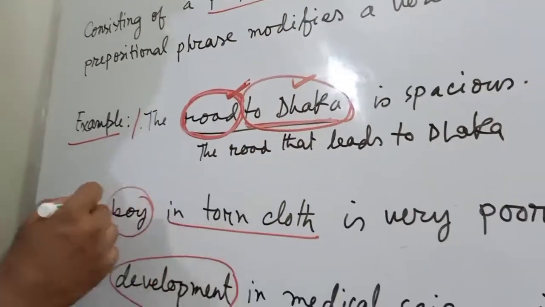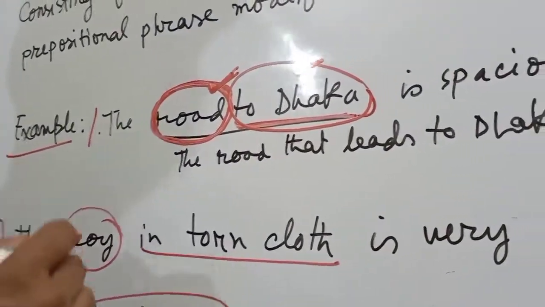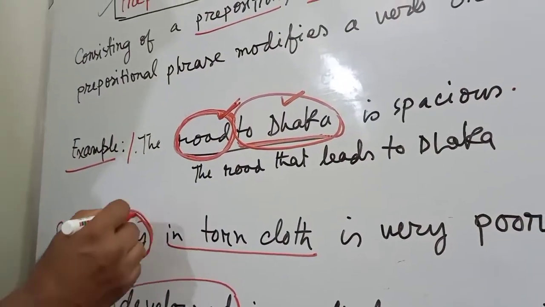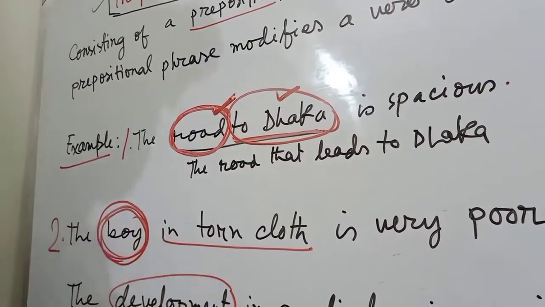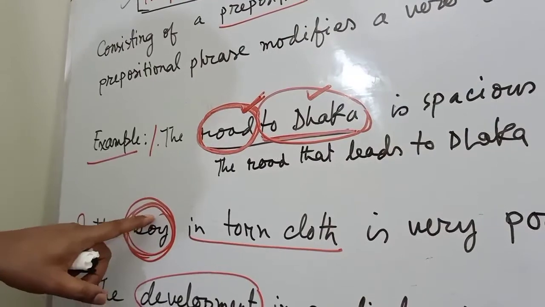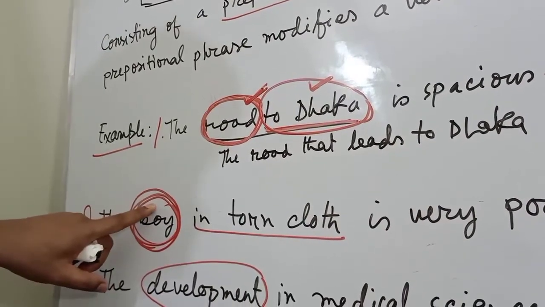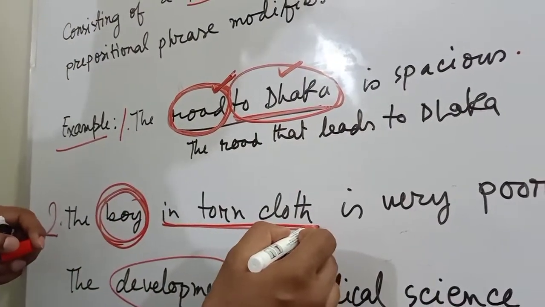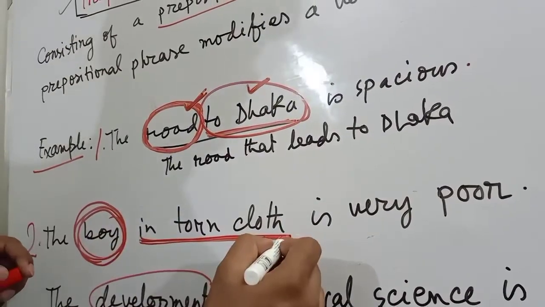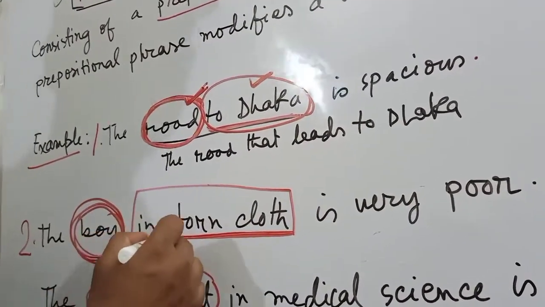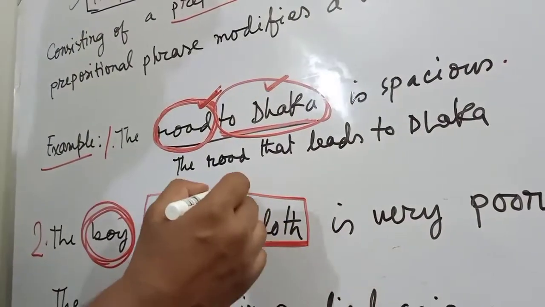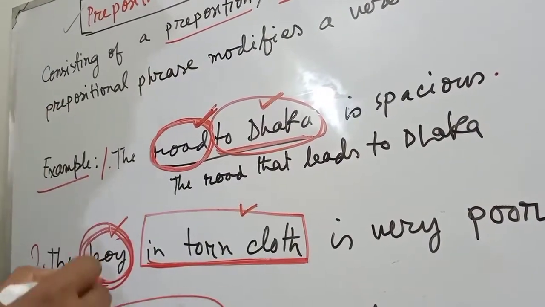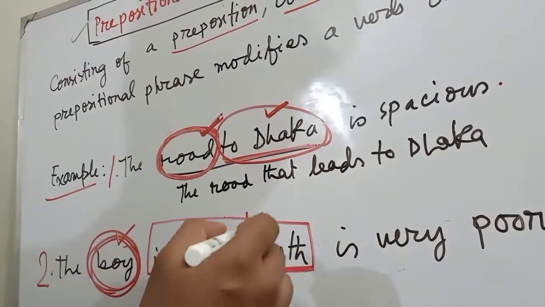In the second example, the boy in torn cloth is very poor. Here the boy is a noun, the head word or the word to be modified. About this boy, extra information is given: in torn cloth. Which boy? The boy wearing torn cloth. "In torn cloth" is a prepositional phrase. This prepositional phrase is giving extra information about the boy and at the same time is used as a post modifier here.